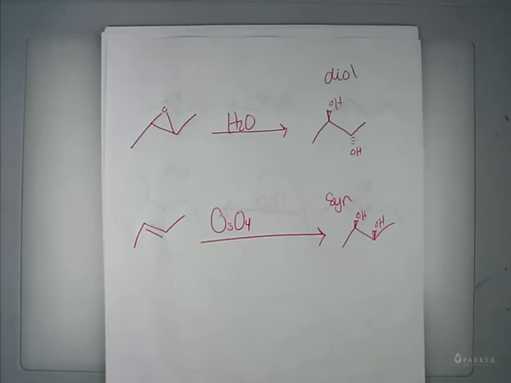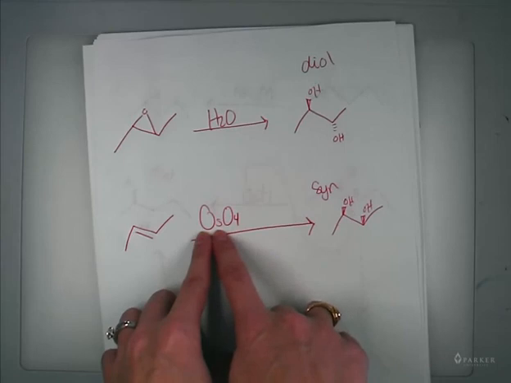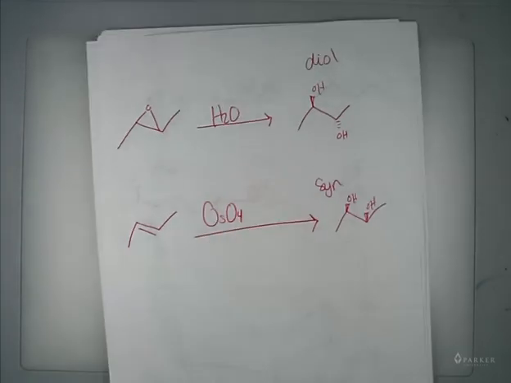Okay, so let's review what we've done so far. Okay, we've added H2, OsO4. So when we add H2 and your palladium catalyst, what does that add over the double bond? Two hydrogens. When I have a double bond and I put MCPBA over the arrow, what do you make?